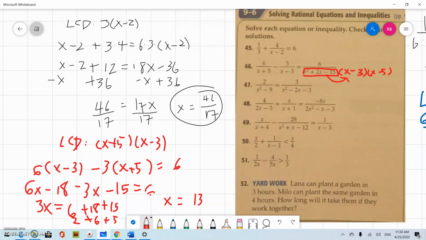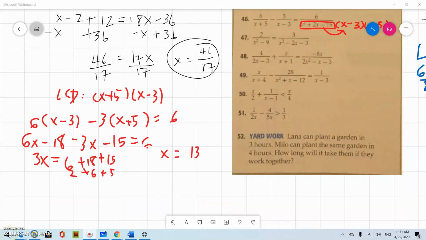Okay, so we need to check by plugging in. So let's do that. And again, if you check, then it is correct. So we go to number 47. This one, once again, we need to start by factoring.